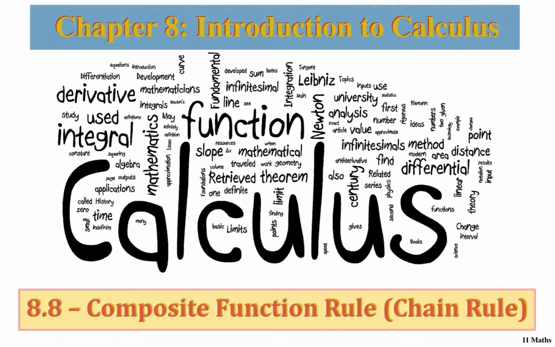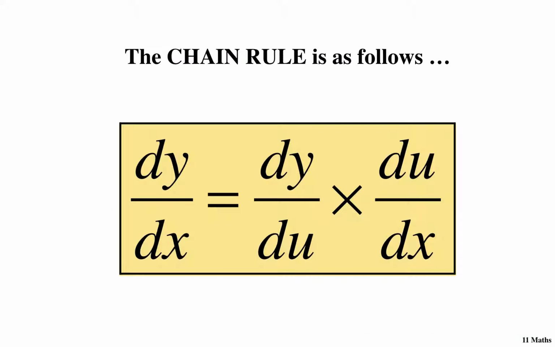And welcome back. Let's have a look now at what the textbook refers to as the composite function rule, but what's often referred to as the chain rule. So we're now doing some more differentiation, but it's going to be a little bit trickier. Now this is the chain rule, and it won't mean a lot to you at the moment, but the chain rule is dy over dx equals dy over du times du over dx.